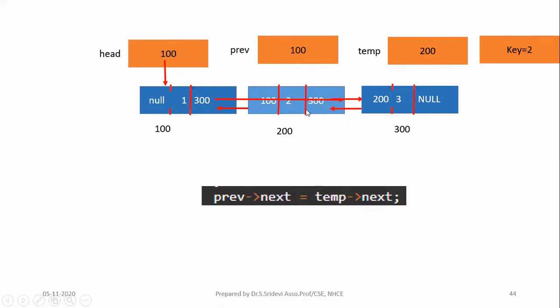Where do I have to store 300 now? You have to store it here. This is nothing but the next field of 100. 100 is available in previous. So in the next field of previous, you have to store that 300. So I am writing prev arrow next is equal to temp arrow next. When I do that, this link is created. Okay, so this is the link we want, it is created.